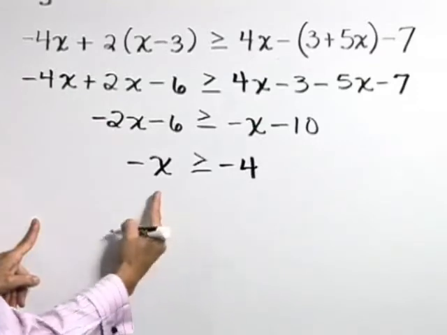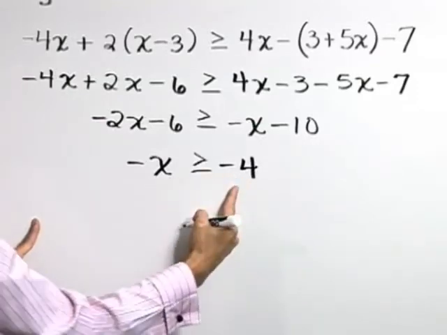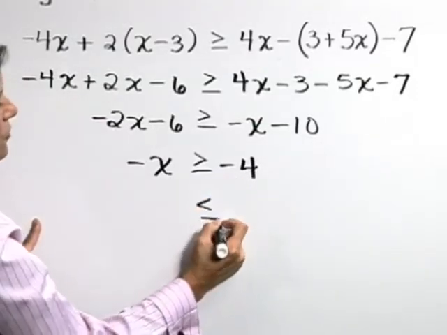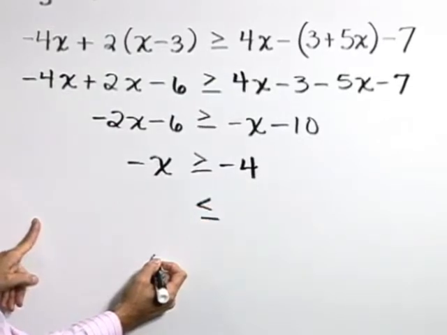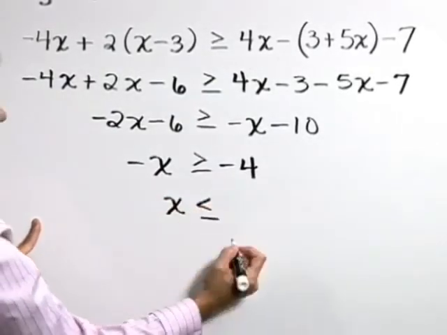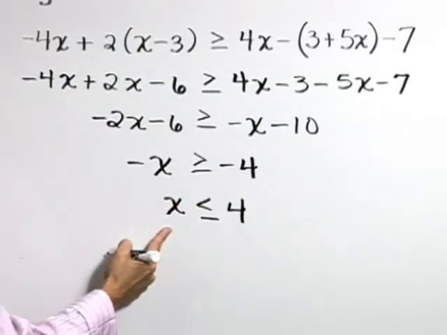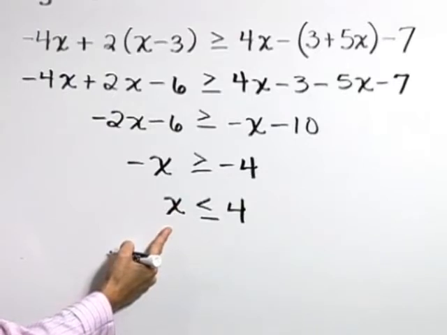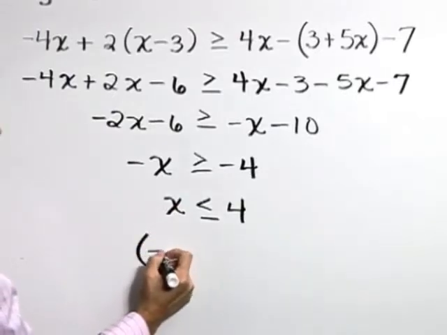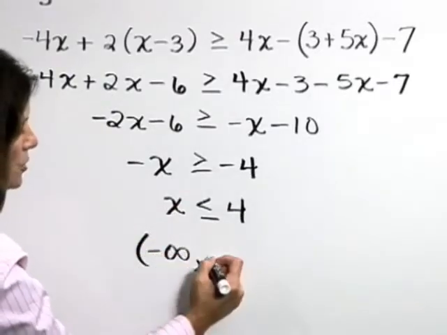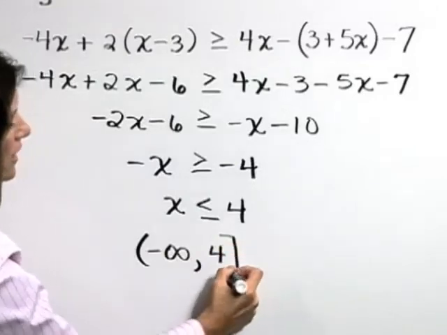And as a last step, let's multiply both sides by a negative 1, which is going to change the direction of our inequality symbol, giving us x is less than or equal to 4. So we have our solution in inequality form. Let's also write it in interval notation as the interval from negative infinity up to and including 4.